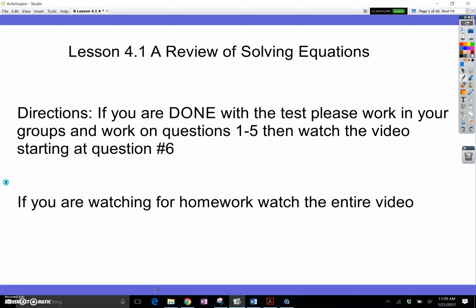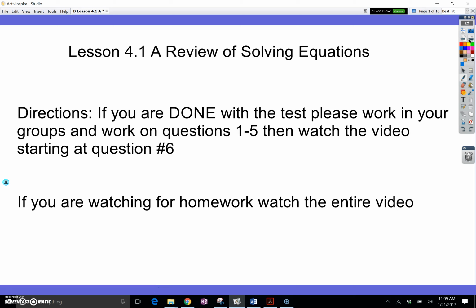Hey guys, so we're going to be starting lesson 4.1 today, and good news, it's only review solving equations. So two things. If you are done with the test, I want you to pause the video right here, and I want you to work with your group members on numbers 1 through 5. If you did not finish the test and you are doing this for homework, you can just go and start right now, okay? So let's go ahead and jump right in.